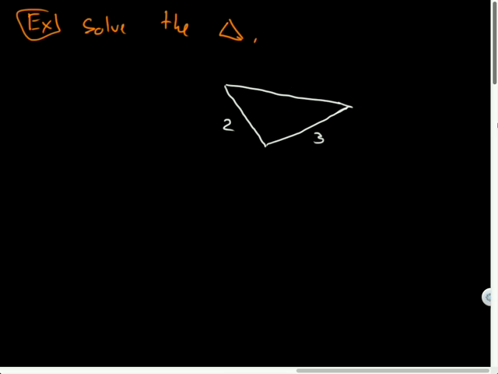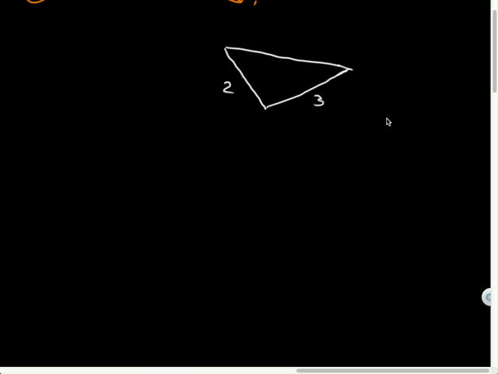Think about this. The hypotenuse cannot be shorter than the legs. Think about this. Here's 3, the two legs, here's 1 and here's 2. So imagine, here we go.